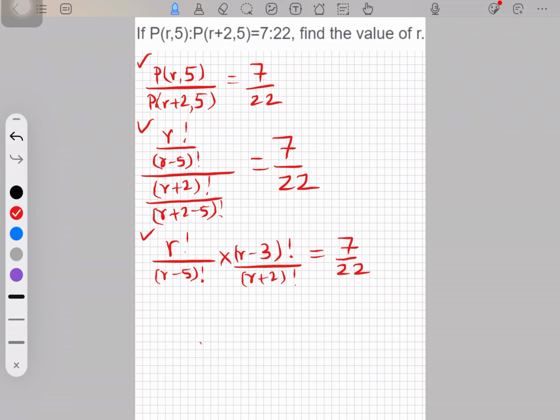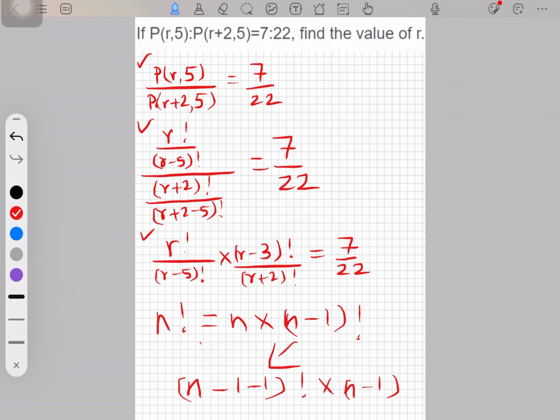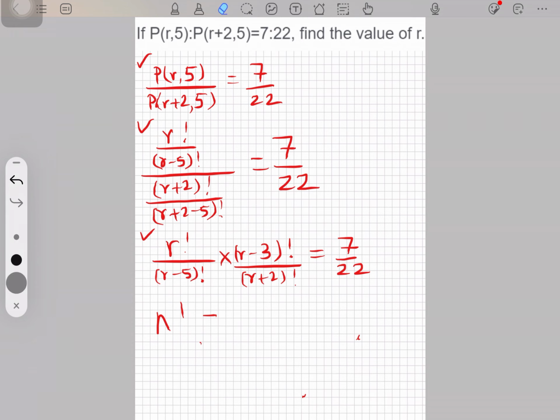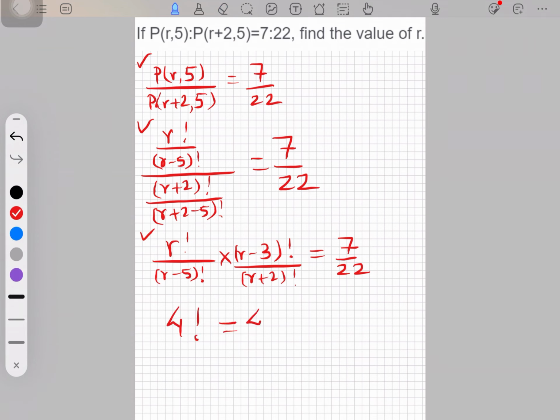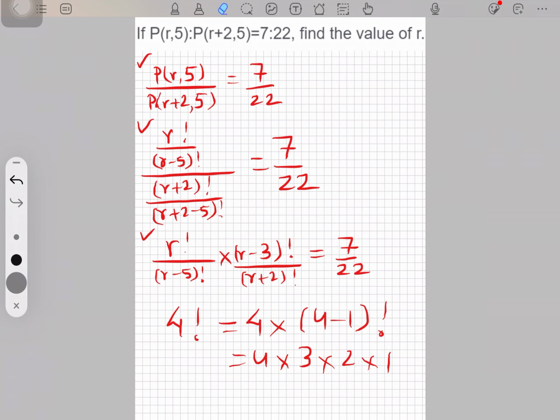Before doing that, I'd like you to recall another concept. If you have n factorial, it can be written as n times n minus 1 factorial. And again, n minus 1 factorial can be written as n minus 1 times n minus 2 factorial. If this is complex, I'll give you a numeric example. Let's say you have 4 factorial. You can write it as 4 times 4 minus 1 factorial. That would give you 4 times 3 times 2 times 1. So that's what I was talking about. Let's use this concept and solve this question.